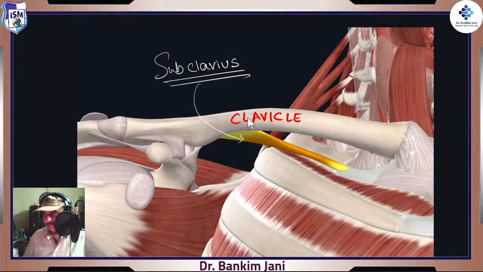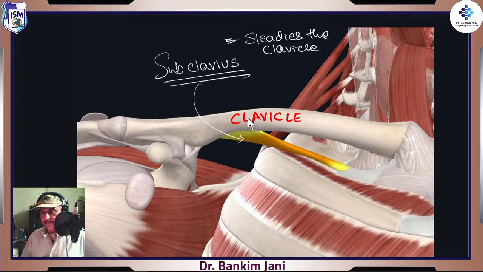Now see, because of its connectivity, it is a very small muscle. What can it really do? Nothing much. When the movements are there, this clavicle is going to move immensely. So its function would be, it steadies the clavicle. It steadies the clavicle. That would be the first function.